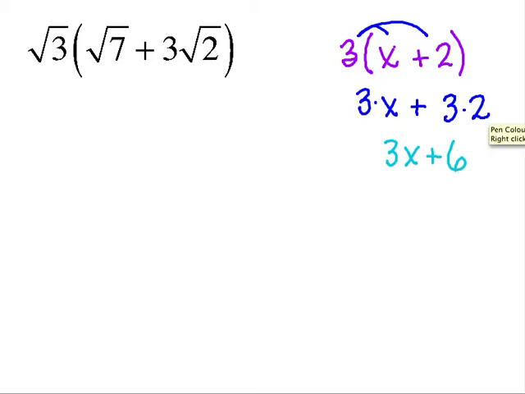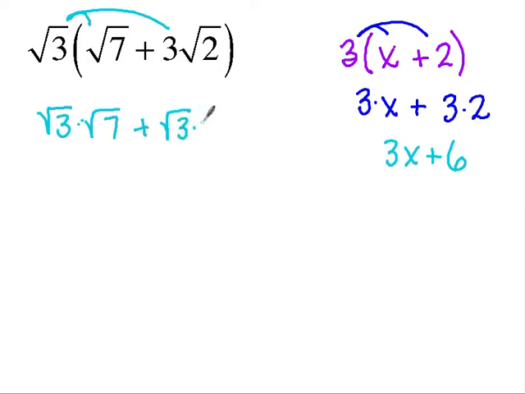So in this problem, I'm going to distribute the root 3. So I now have root 3 times root 7 plus root 3 times 3 root 2. So now I need to simplify things. First of all, can I break down 3 or 7? No. So really, this is root 21.